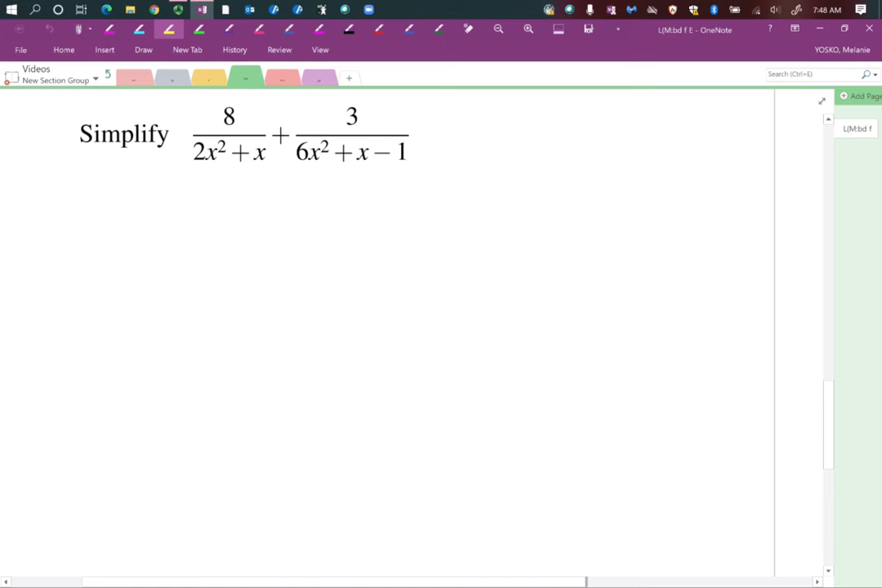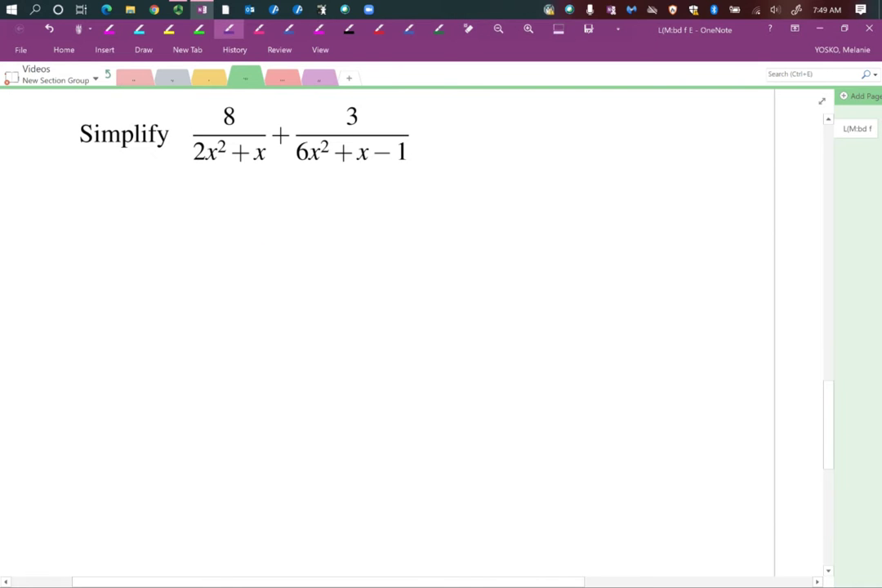Simplify 8 over 2x squared plus x plus 3 over 6x squared plus x minus 1. Okay, so we have two rationals here, rational expressions. The first 5 letters spell ratio, so we're talking about a fraction. This is a polynomial divided by a polynomial.